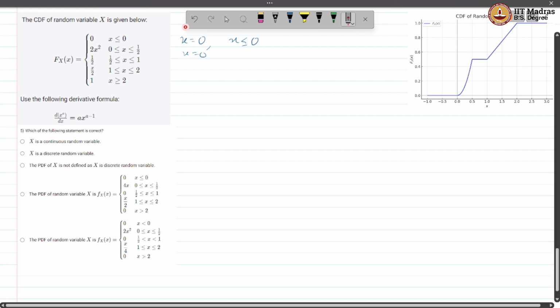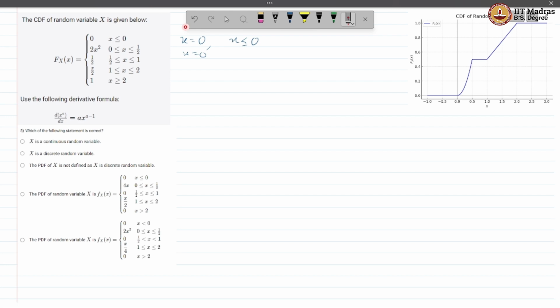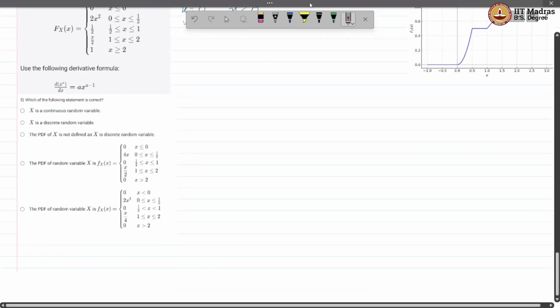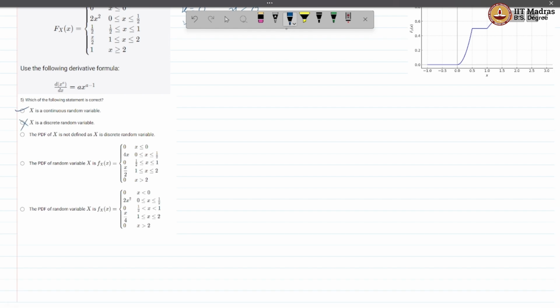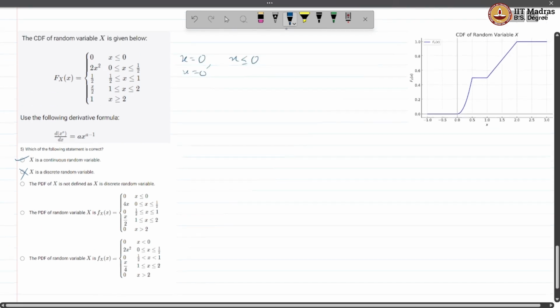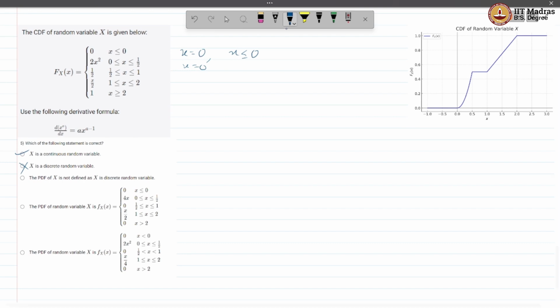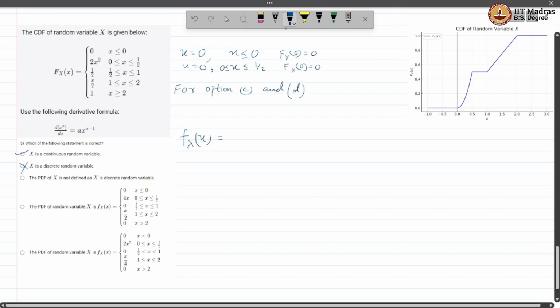Similarly, at all the points where definition changes, step size will be 0. So this random variable x is a continuous random variable, and that is also clear from the graph of CDF. So option A is correct and B is incorrect. And for option C and D, we have to find the PDF function of the random variable x from the given CDF. So to determine the PDF of random variable x from given CDF, we will simply differentiate the CDF with respect to x.